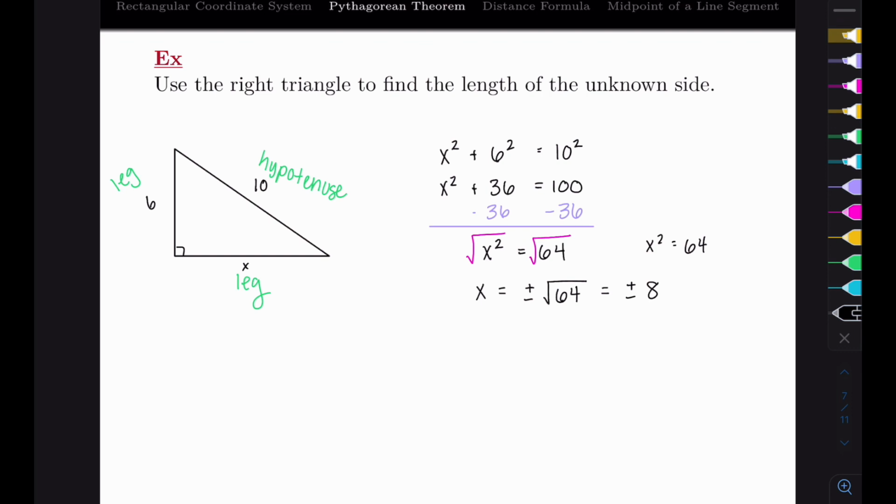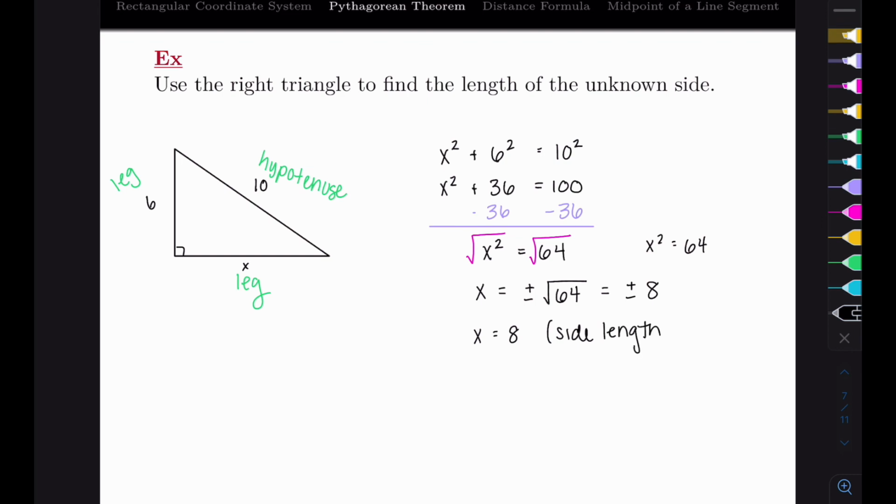There are two possibilities. 8 times 8 gives us positive 64. But also, if I take negative 8, negative 8 times negative 8 gives us positive 64 as well. So there are two answers. Now that being said, this is the side length of a triangle, so I don't have to worry about this negative case. A side length is always going to be positive.